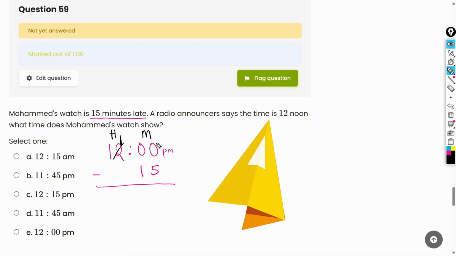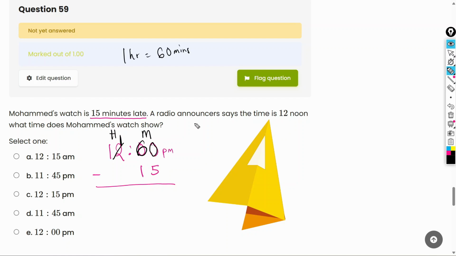When we are bringing 1 hour to the minutes place, we are actually converting from 1 hour to minutes. And then we know that 1 hour is equal to 60 minutes. So the 1 that is borrowed from here, when it comes here, it becomes 60. Then 60 plus 0, that is 60.